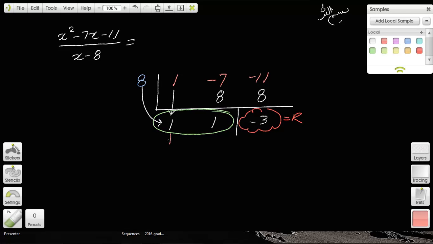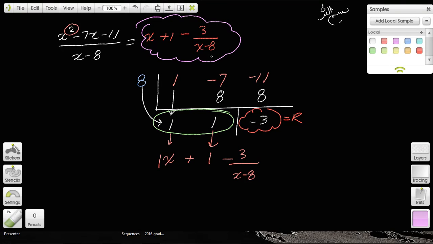This means you're now dividing a second degree term by a first degree term, so the answer is going to be x to the first something. It's going to be one less degree. So the answer is going to be x, 1x from here, plus 1. And the remainder is minus 3 over x minus 8. So the answer to this is x plus 1 minus 3 over x minus 8. When you divide this out, if you were to do this long division, that's what you would get.